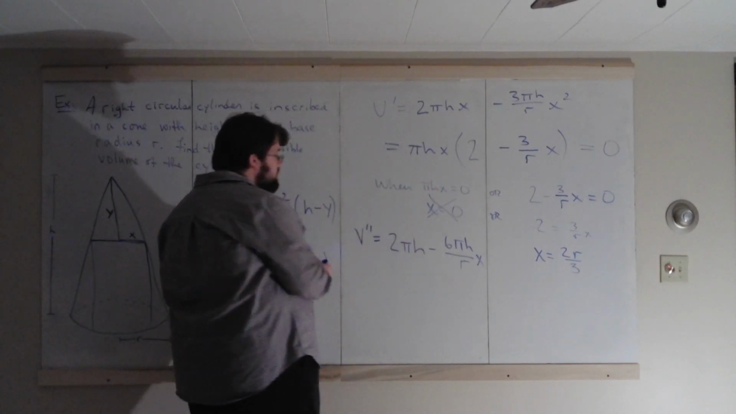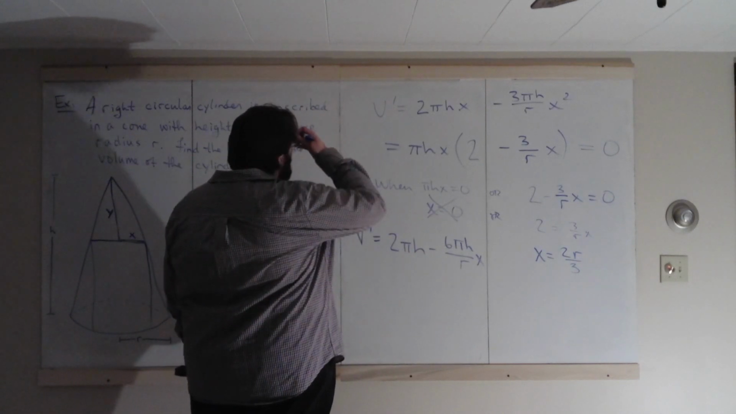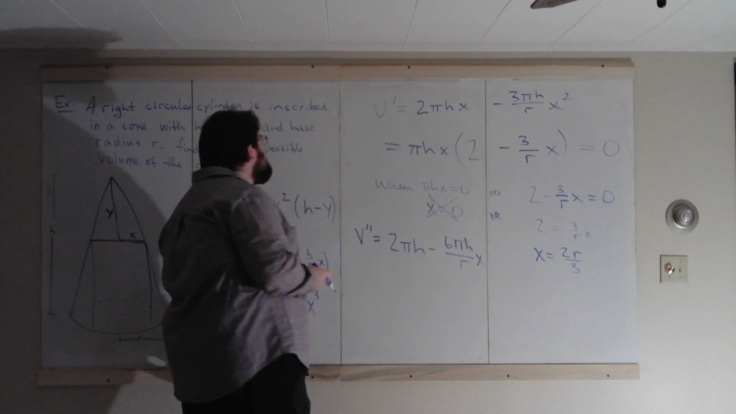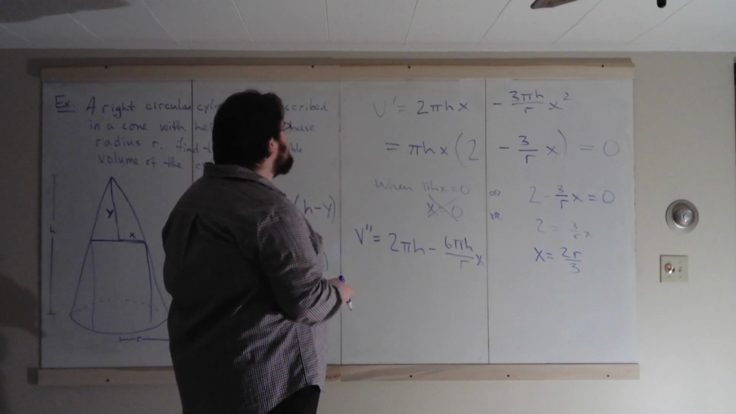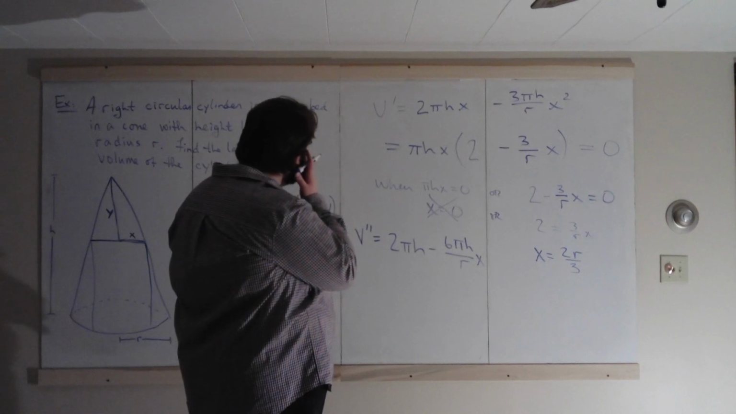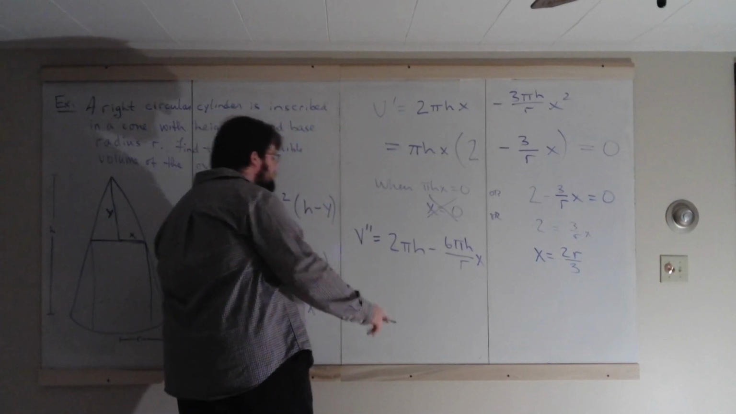V prime prime is negative 4, if v prime prime is negative 4, then v prime prime at, which one had a 4? I can't remember anything anymore. The pizza one, I think, had 4. So v prime prime, I don't know.